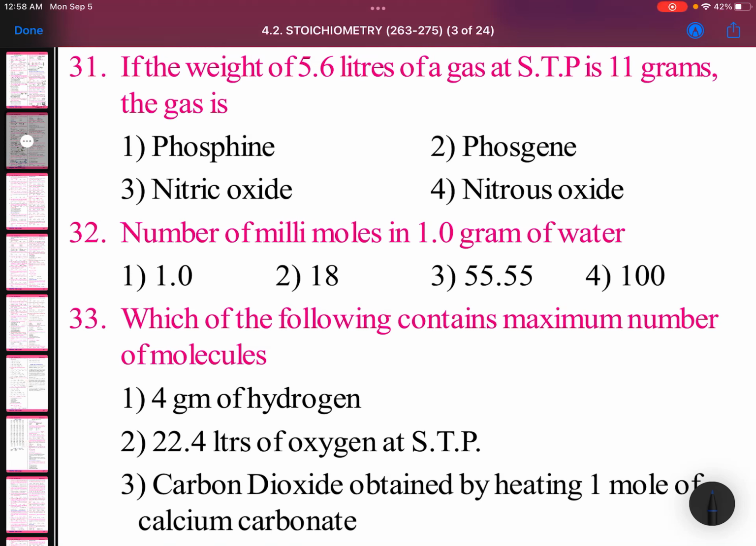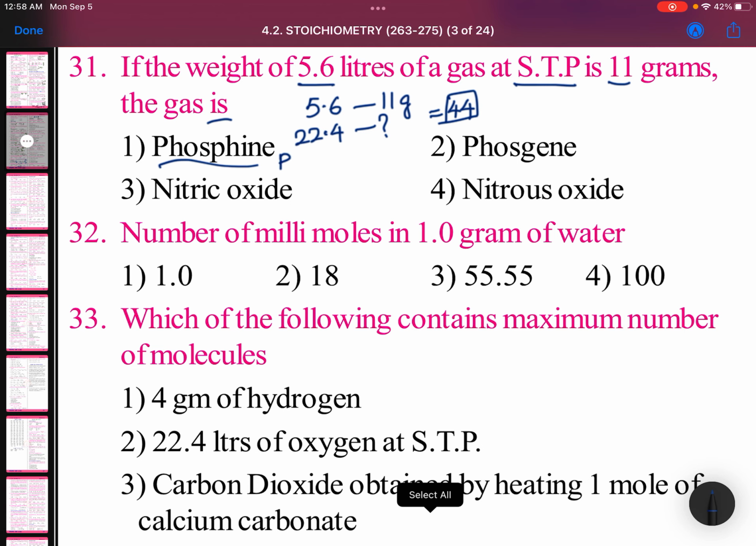If the weight of 5.6 liters of a gas at STP is 11 grams, the gas is... 5.6 liters, 11 grams means 22.4 liters, how many grams? It will be 44.